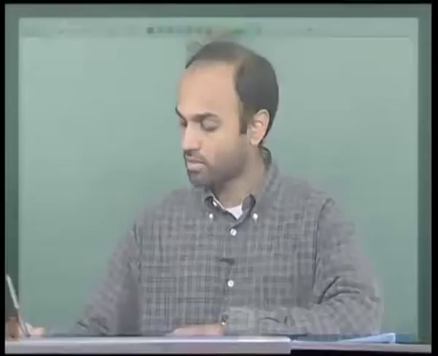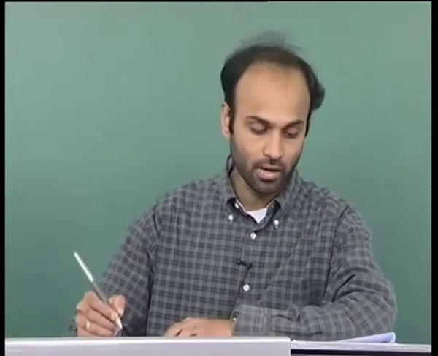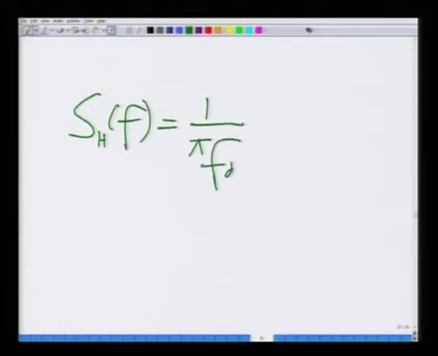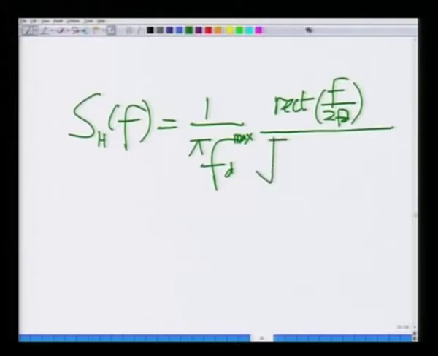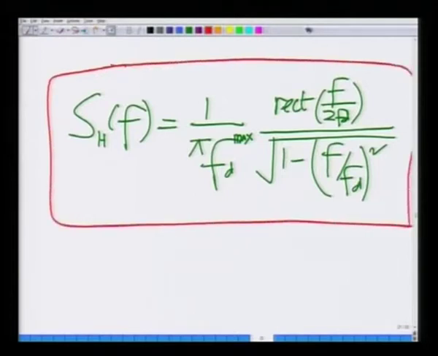This is given by an expression. This Fourier transform of the Bessel function is a standard known function that is given by an inverted U shaped function. So, let me write that down: S_H of f is nothing but 1 over pi f d max, rect of f over 2 f d, divided by the square root of 1 minus f over f d squared. All right. So, now we have derived the Doppler spectrum.